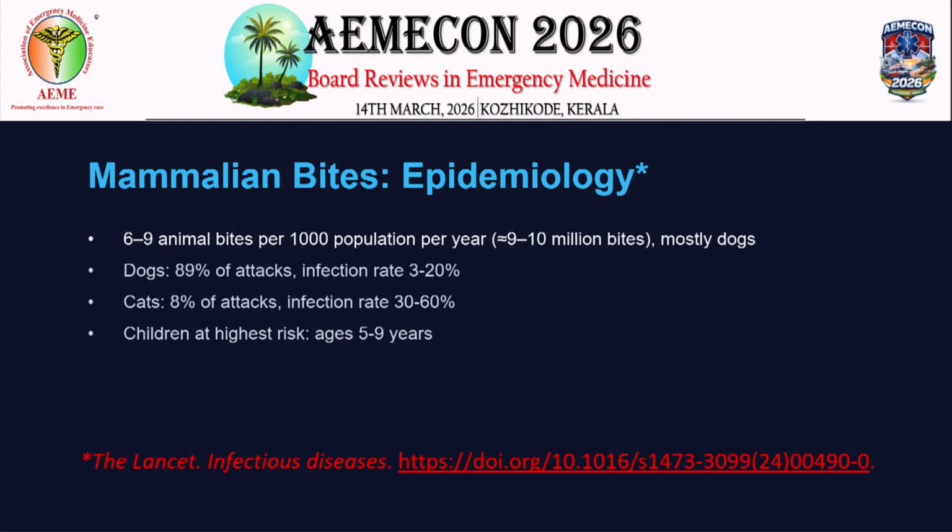Okay. So this is one of the Indian data present in the Lancet. There are 6 to 9 animal bites per 1,000 population per year, and most of them are dogs. Out of the 89% of attacks by dogs, the infection rate is only 3 to 20%. If we see cats, 8% of attacks are caused by cats, but the infection rate is 30 to 60%. So you should know when to give antibiotic prophylaxis. Ideally, when a dog bite happens, you need not cover with antibiotics. But when a cat bite happens, definitely you need to give antibiotic prophylaxis. And we should consider high-risk patients like pediatric patients or immunosuppressed patients. Definitely for them, we need antibiotic prophylaxis.